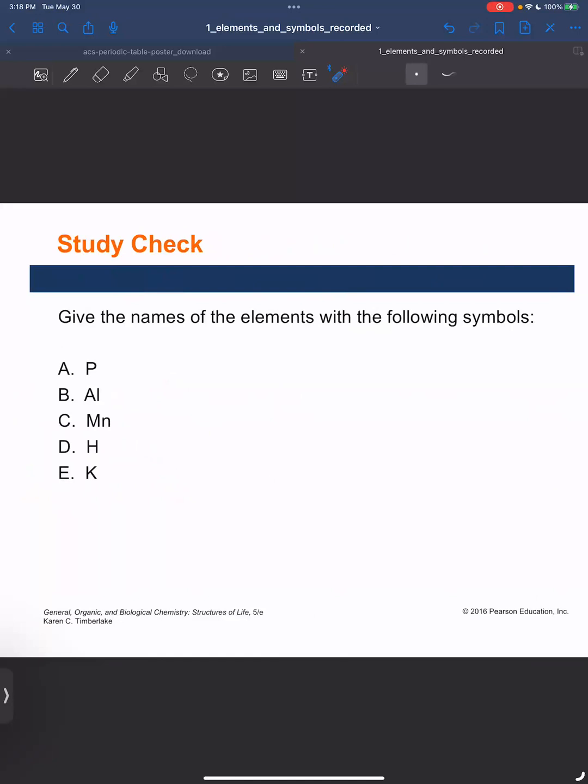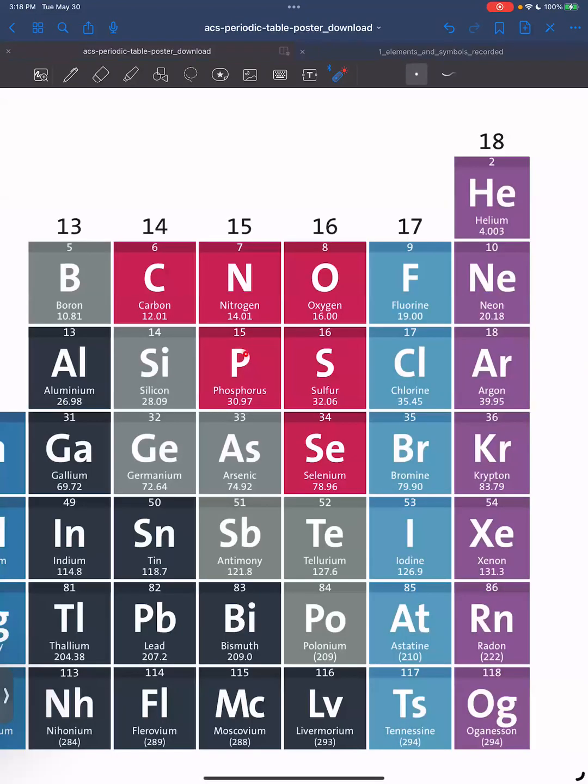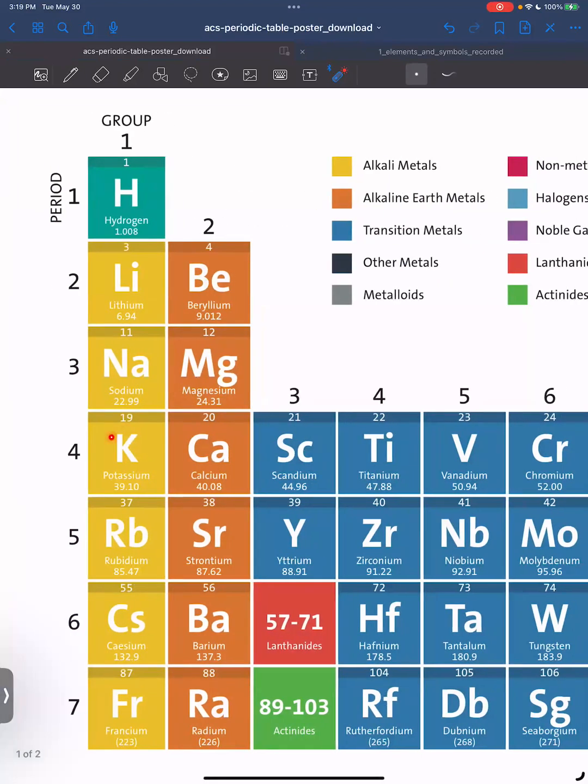All right, what did you get for P? Good, that's phosphorus. What about Al? Good, that's aluminum. And Mn, manganese, very good. What about for H? Hydrogen. What about for K? Potassium, good. That one gets a little confusing. It doesn't necessarily match with the name. So once again, when you see P versus K, make sure you double check which element it is. For P, that is phosphorus. And for K, that is potassium.